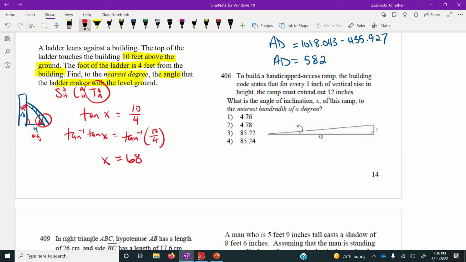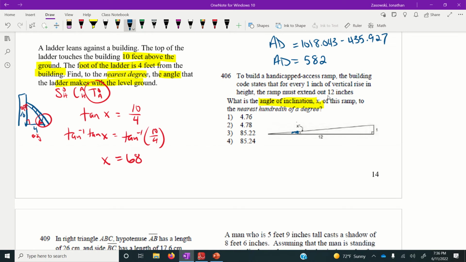All right. Same thing with 406. Handicapped access ramp to the building. Code states for 1 inch in vertical rise, the ramp must extend by 12 inches. The angle of inclination is kind of like the angle of elevation, so we're always putting that, if you remember, in the bottom corner here. And they've called it x for us.